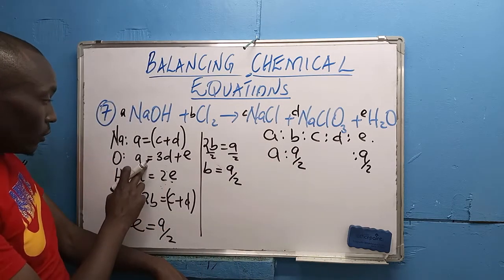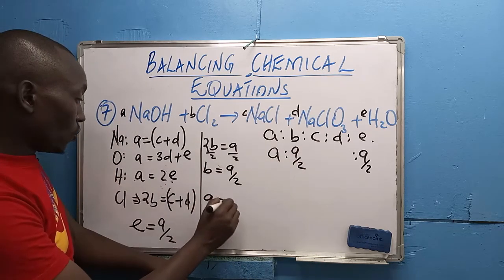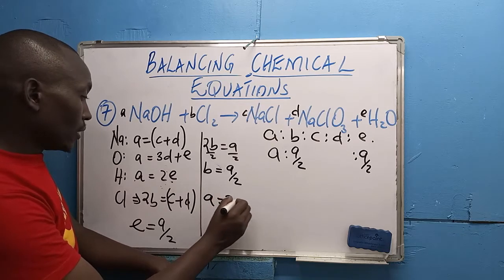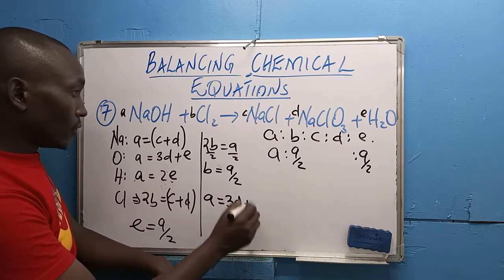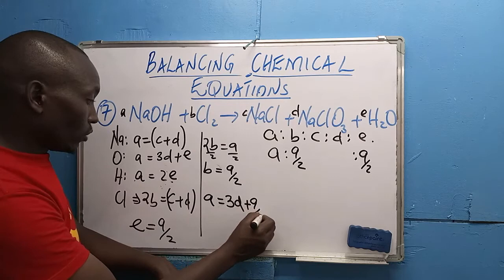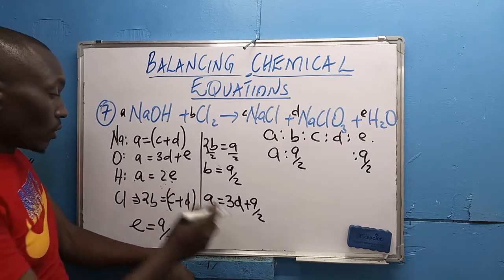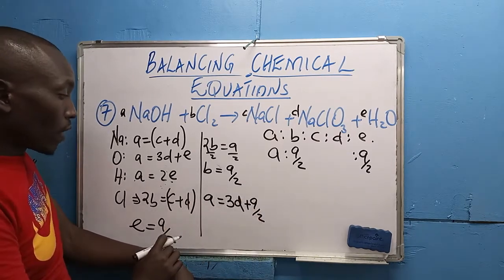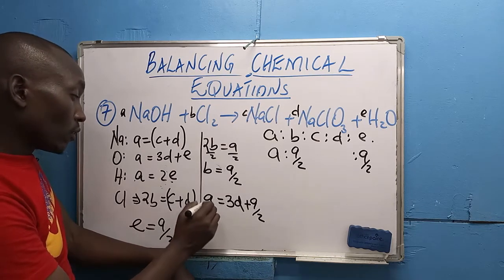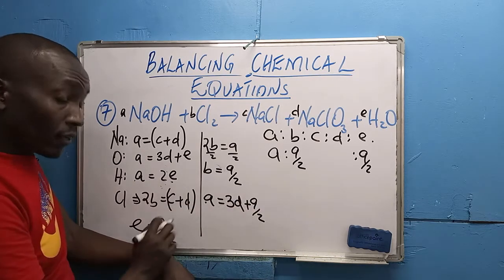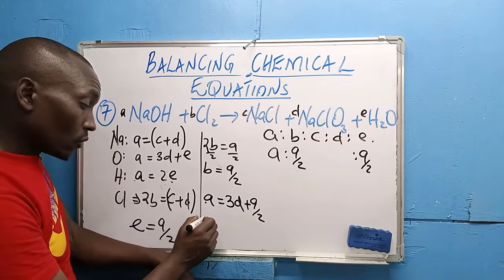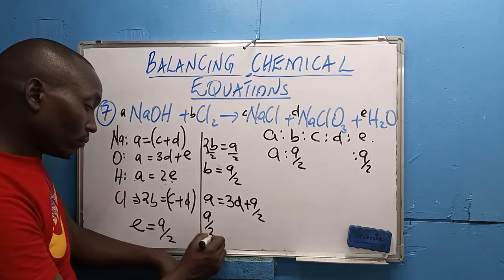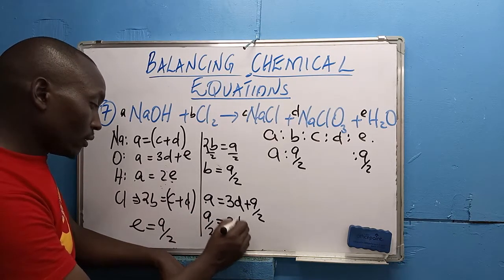That I can use this one. A equals 3D plus E. Do I know E? Yes, it is A over 2. Okay, A over 2. So this one just crosses over. This one will be A minus a half A. That gives you a half A. So it is a half A equals 3D.